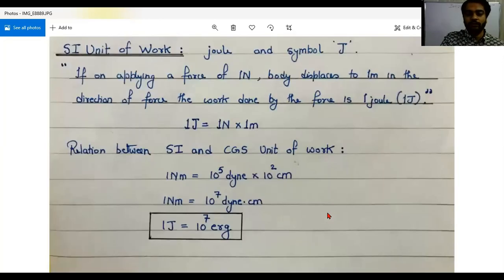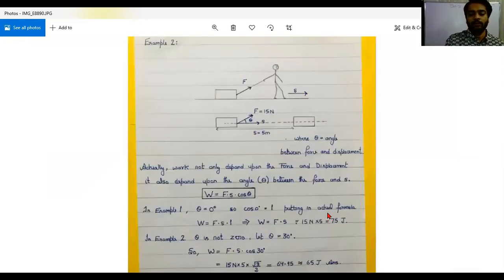So in this example, the angle is 0 degree. So we will apply the formula once again. Look here. In example number 1, we will use the formula Fs cos theta. Now we'll put the values. F is 15 and displacement was 5 meter, and what is theta here? 0 degree. So cos 0, and cos 0 is 1. So we will have the answer again 75 joule.